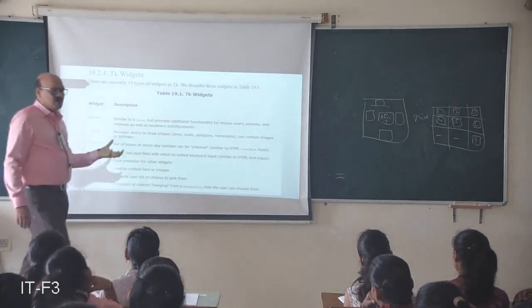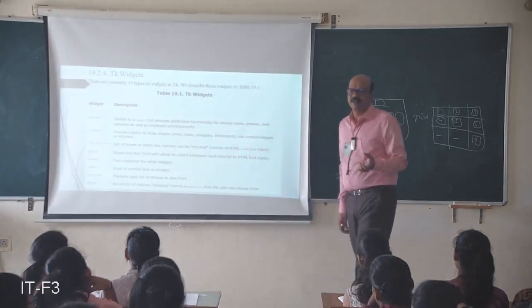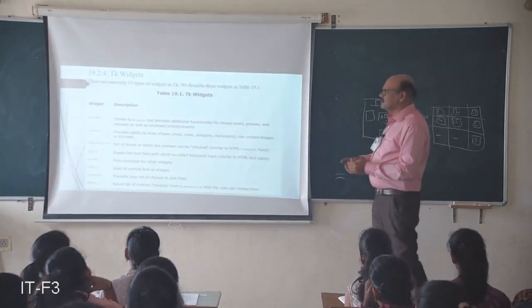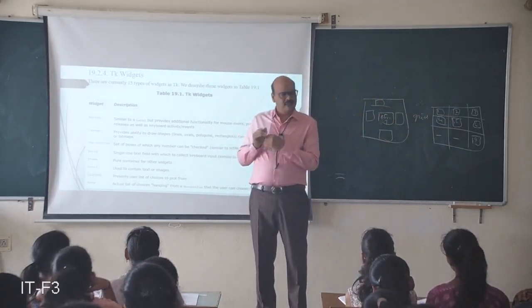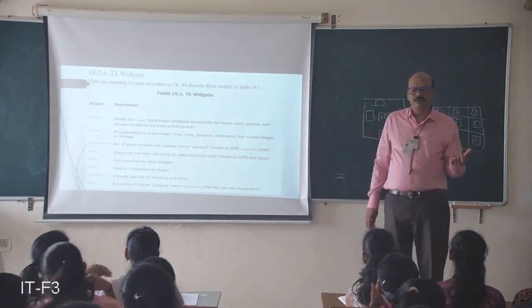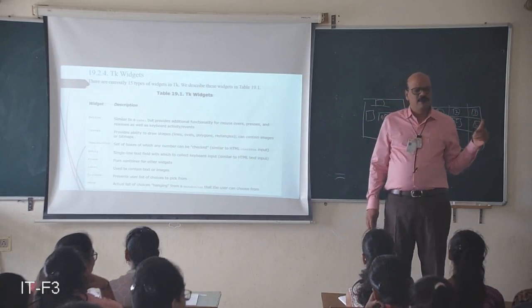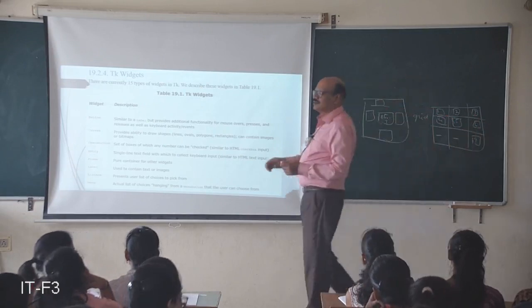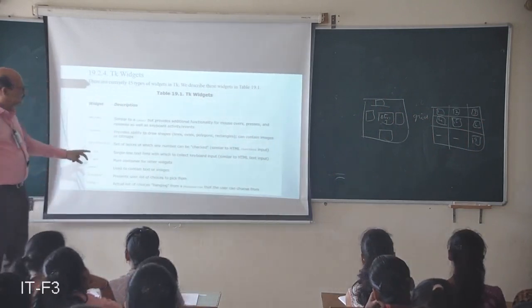So button. Already you know button. It will have a 3-dimensional interface. It can exist in two states, clicked and ordinary state. Clicked means when you place your mouse cursor on it and click the left mouse button, it will be in on state, otherwise it will be in off state.